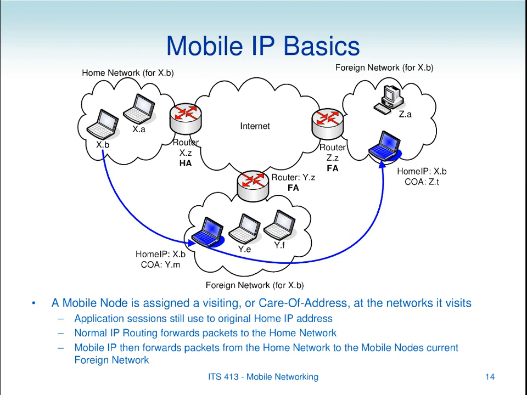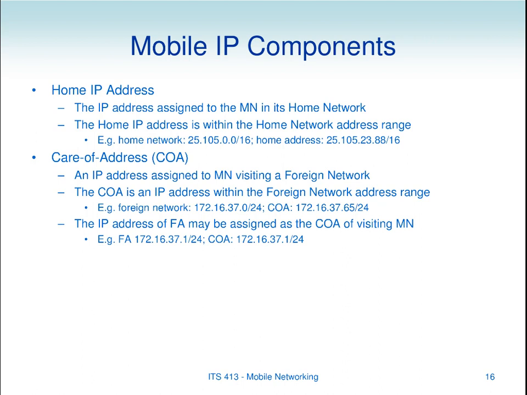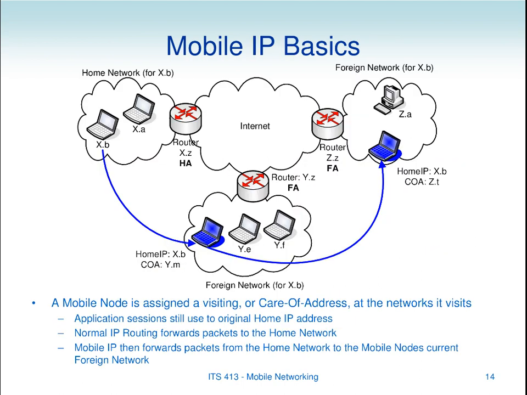This terminology is on the next slides, so listed here. Home agent, foreign agent. Some of the terminology is on these slides. Let's explain it via this example. So here's our mobile node. The one that we're communicating with, we had Z.A, we call the correspondent node. We're corresponding with that. It's usually fixed.